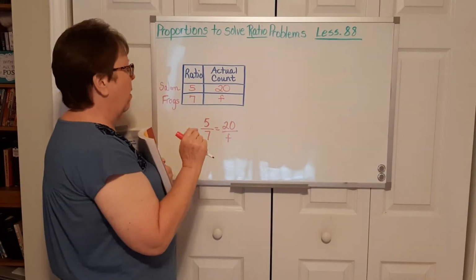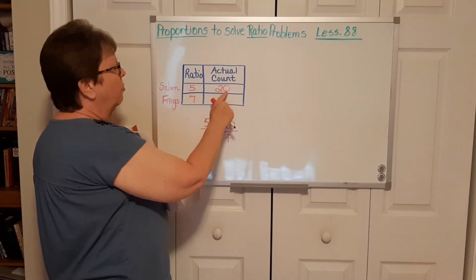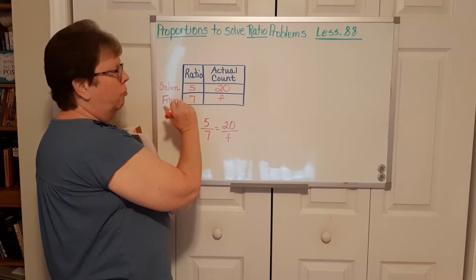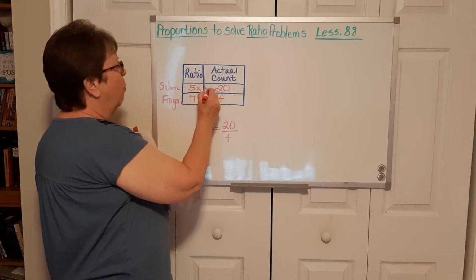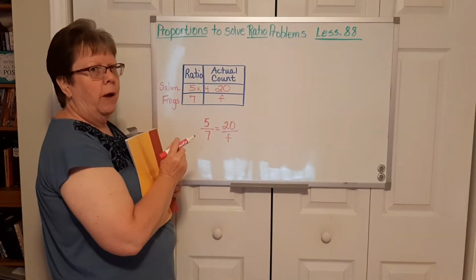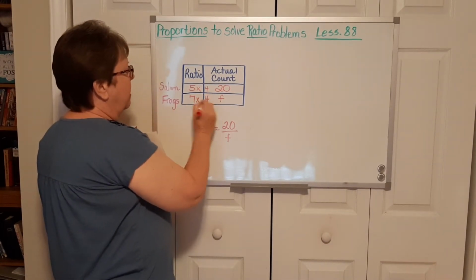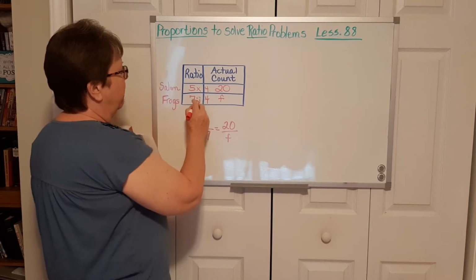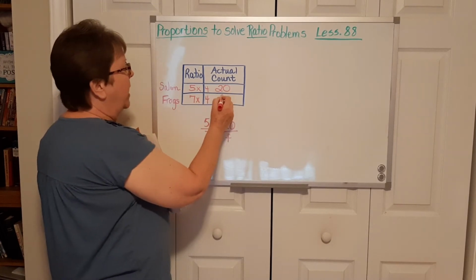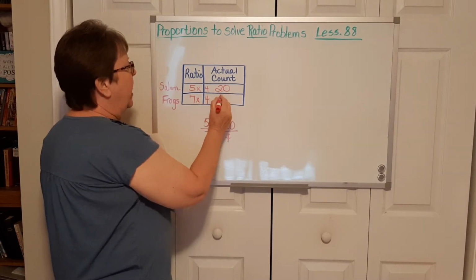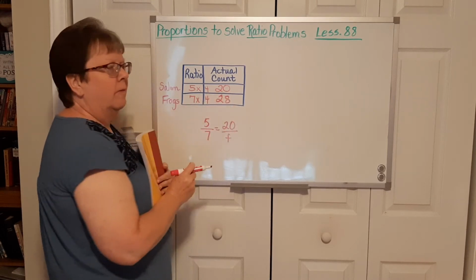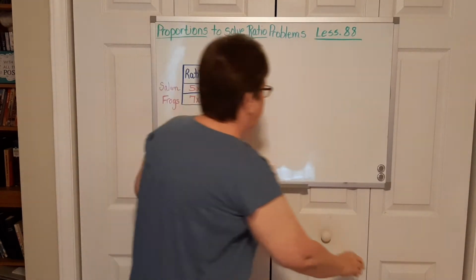Or you can do it this way. 5 times what number is 20? We know 5 times 4 is 20. So if that got multiplied by 4, the 7 has to get multiplied by 4. So 7 times 4 would be 28. So we had 28 frogs. So that's how you do those kind of problems.